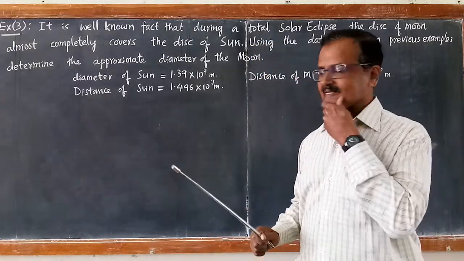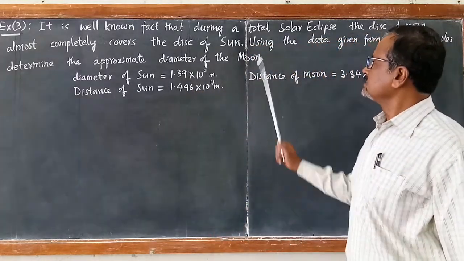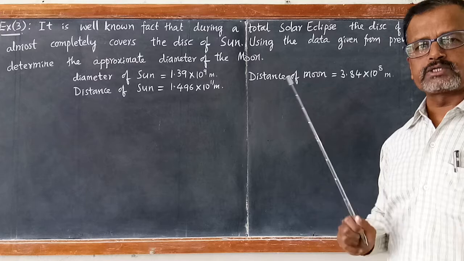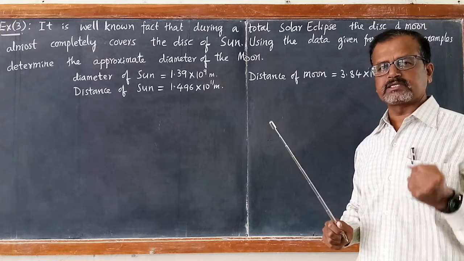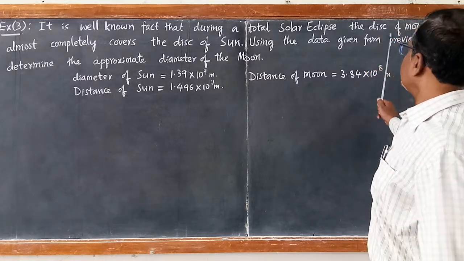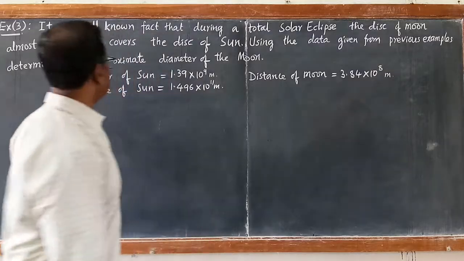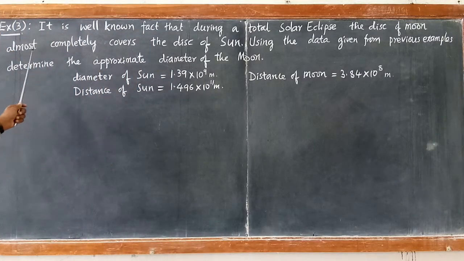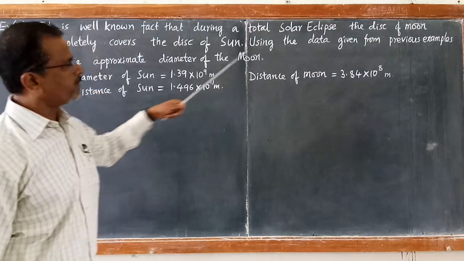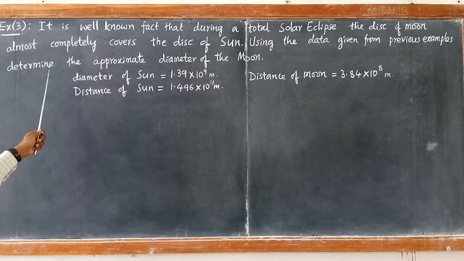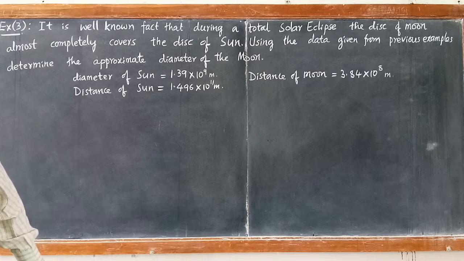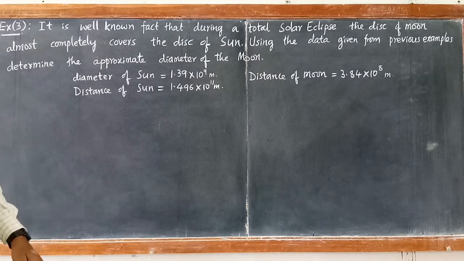What is that problem? Let us see. It is a well known fact that during a total solar eclipse, which you have witnessed very recently, the disk of the moon almost completely covers the disk of the sun. Using the data given from the previous examples, determine the approximate diameter of the moon. So draw a diagram.